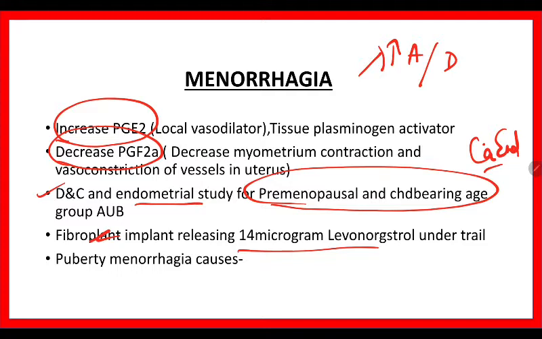Puberty menorrhagia causes are very simple. First is P for pituitary cause, U for uterine cause, B for blood dyscrasia, and after B you have C, so it is PCOD, and then E and R, liver disorder as R, and T for genital tuberculosis. These are the causes of puberty menorrhagia, given to make it easy to remember.